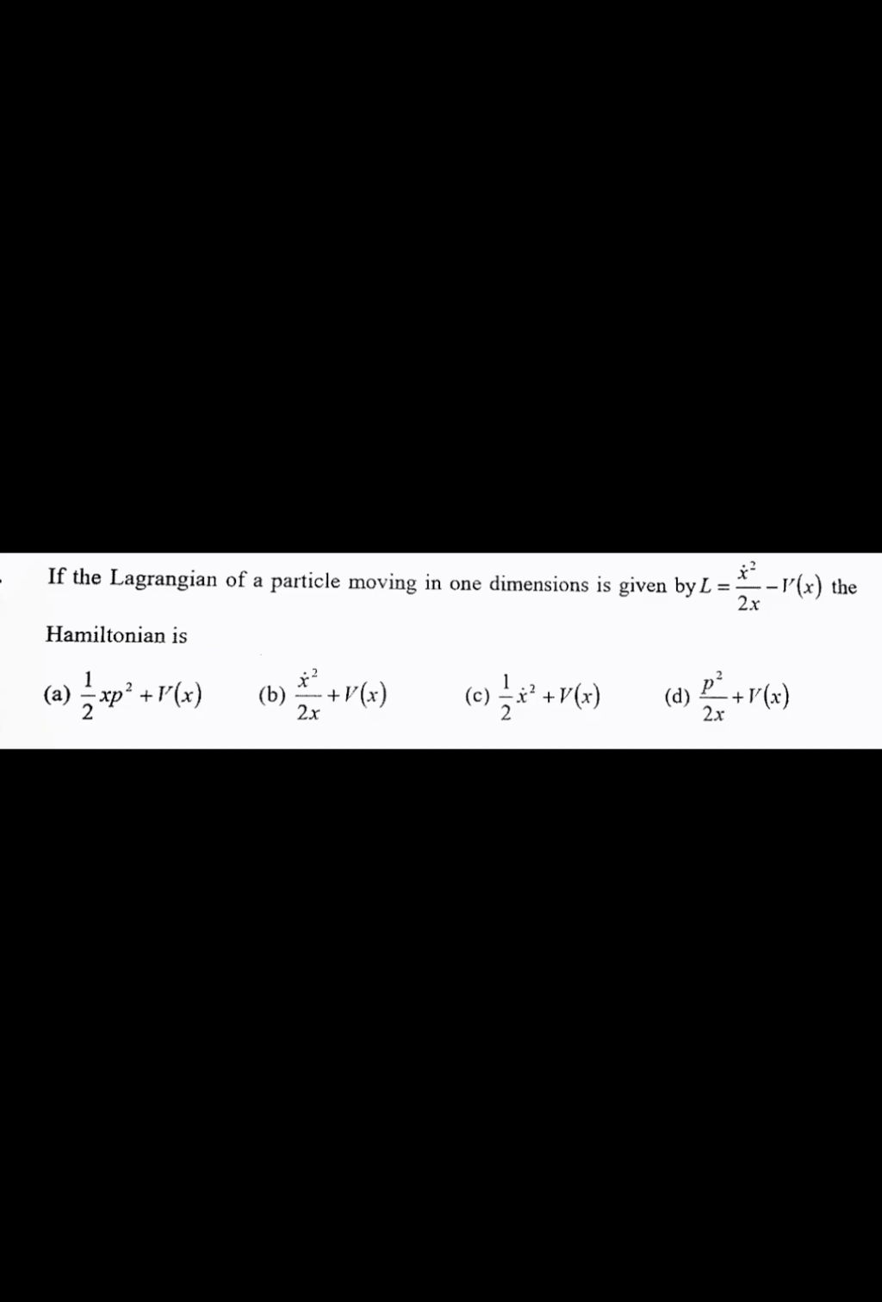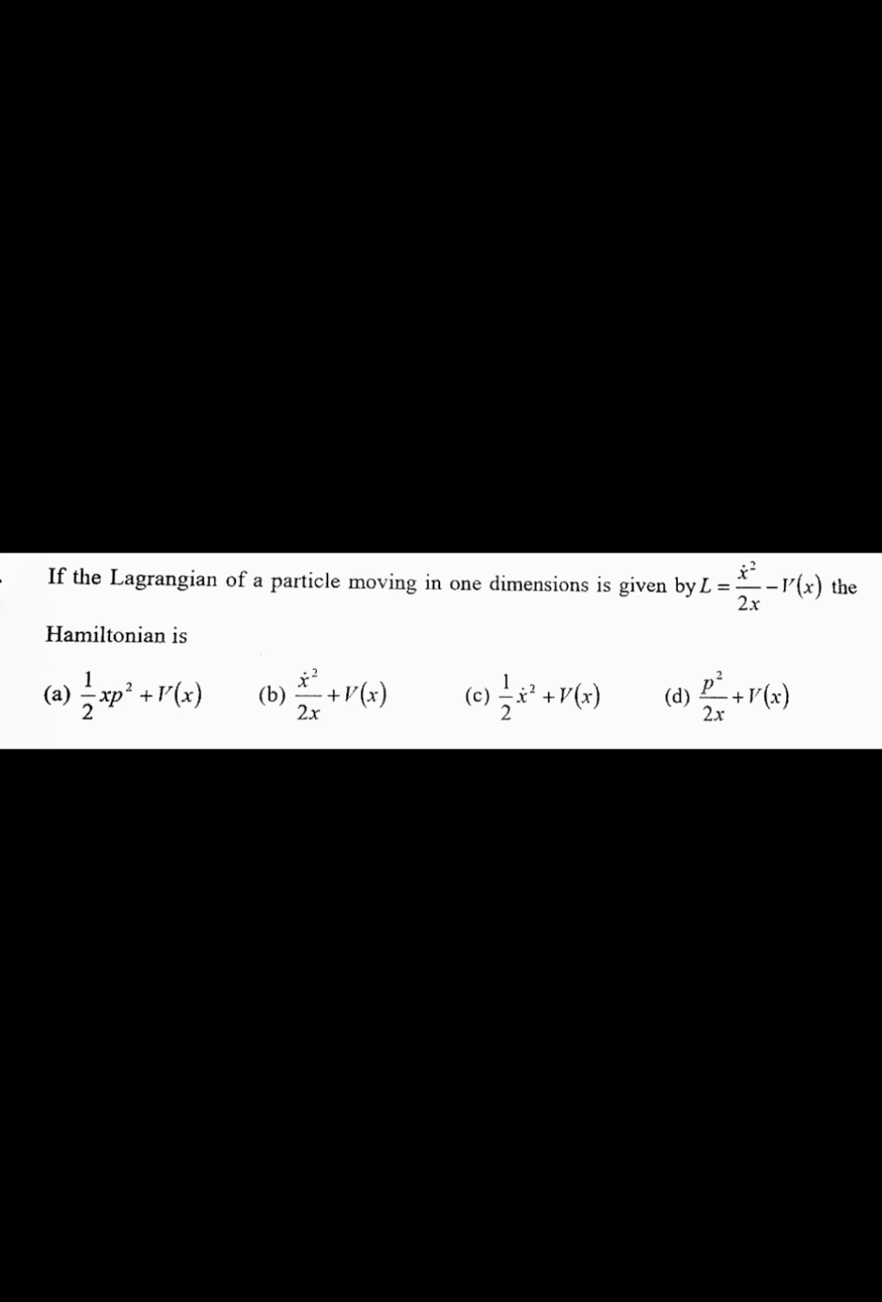Next question: if the Lagrangian of a particle moving in one dimension is given by L equals x dot square by 2x minus V of x, the Hamiltonian is dash. Here we need to find the Hamiltonian from the Lagrangian. We know that the generalized coordinate is x and its momentum is p_x. So we can write H is equal to p_x x dot minus L.